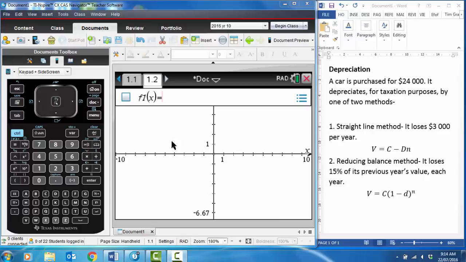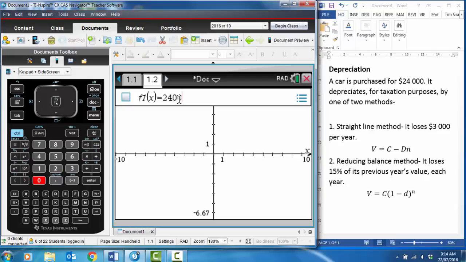So over on the calculator, we've opened up a new graphs page. And we're going to enter the straight line method first. So our function, that's our depreciation amount, is going to be 24,000, and we're losing $3,000 every year, which is this straight line method formula here. 24,000 losing $3,000 each year. We just put in X because we're graphing it.